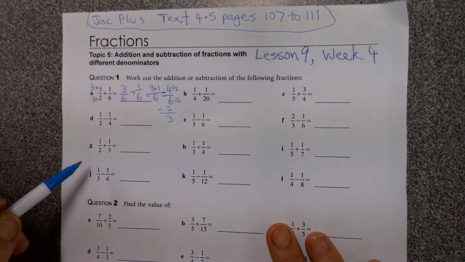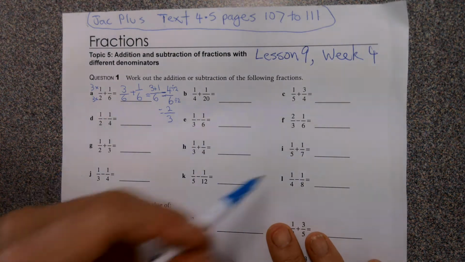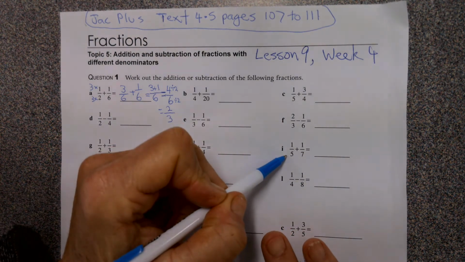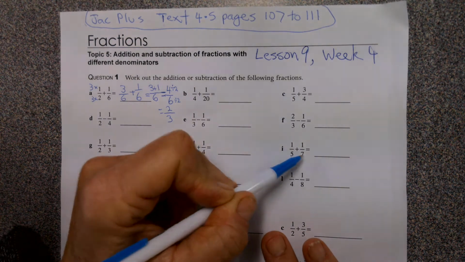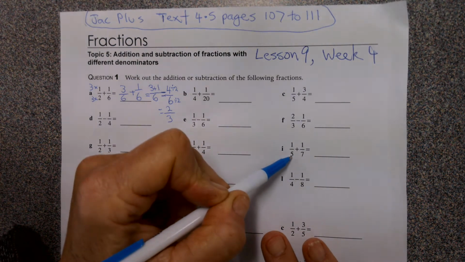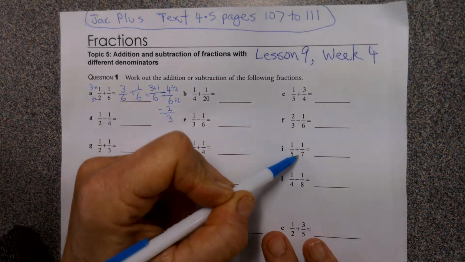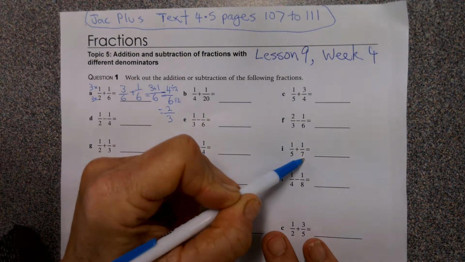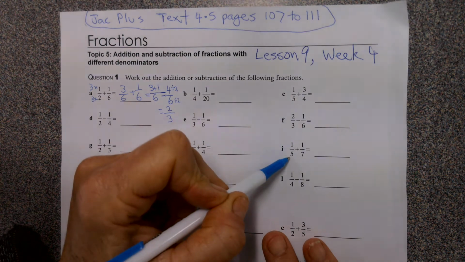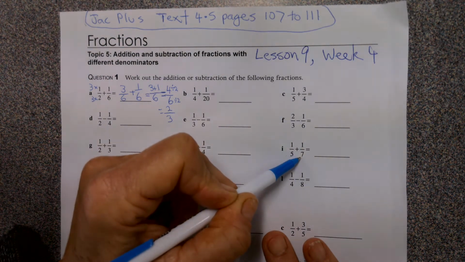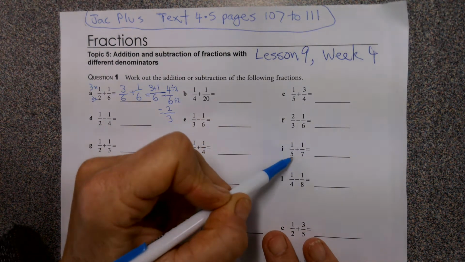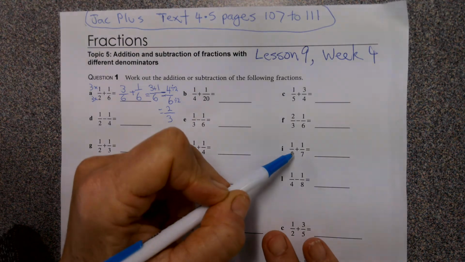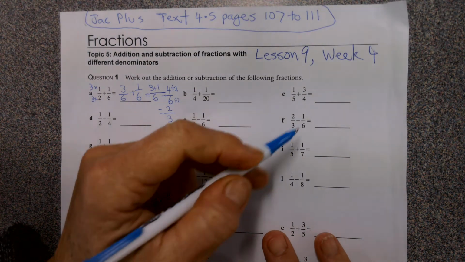So let's have a look at I. Now in I, you've got denominators of 5 and 7. Now that's a bit tricky. What is the lowest common multiple of 5 and 7? And if you can't see it straight away, we can't double the smaller number. It doesn't go into 7. So we know we have to multiply them together.